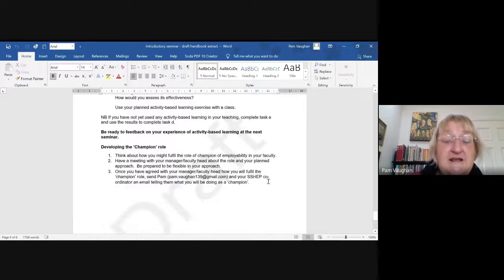And then finally, it was about the role of the champion, the champion in your faculty, to champion employability, to bring your expertise and share your expertise with your colleagues about what you're learning on this programme. And have you had a conversation with your manager, your faculty head about the champion role, and agreed how you're going to do it? So all of those tasks are covered in the little questionnaire or poll.